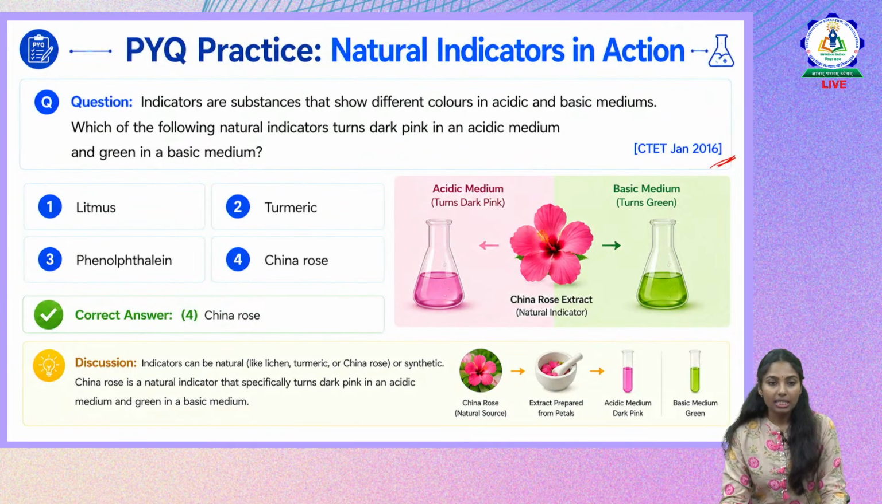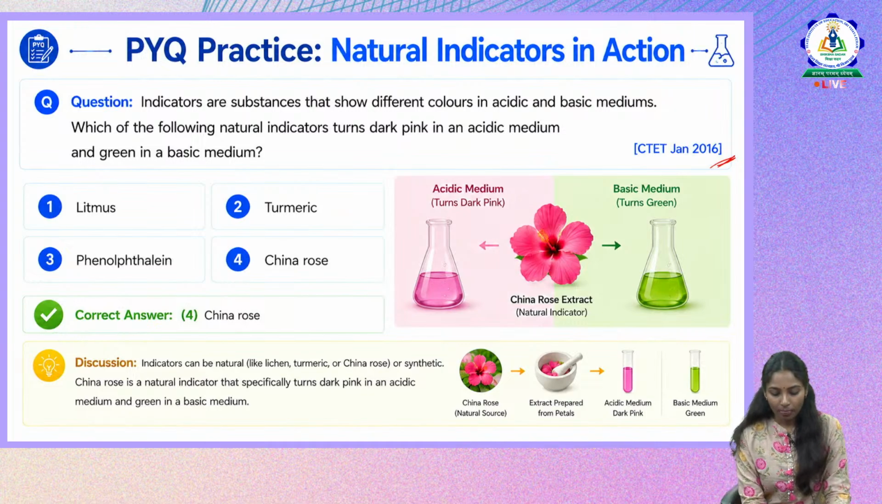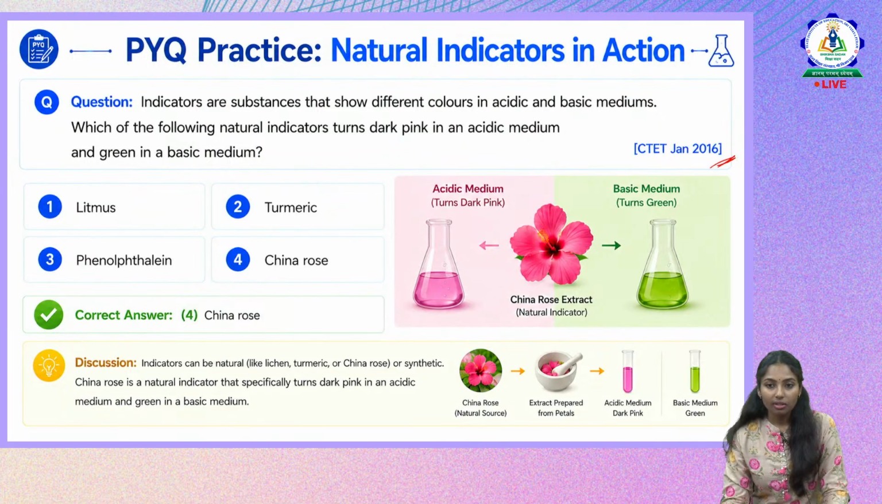The question here is, indicators are substances that show different color in acidic and basic medium. Yes, that is the reason they are indicators. Based on this, you will understand whether a particular substance is acidic or basic, because the same indicator is giving different kinds of reactions in different liquids. Which of the following natural indicators turn dark pink in acidic medium and green in basic medium?